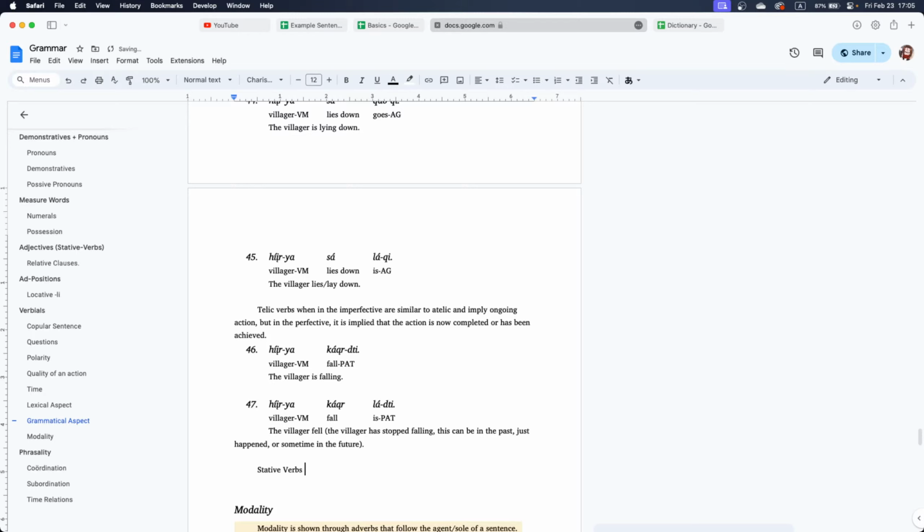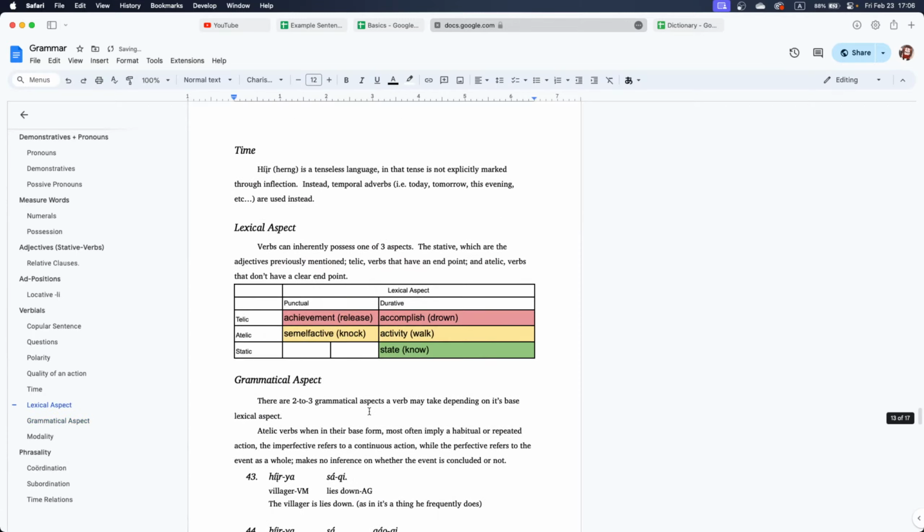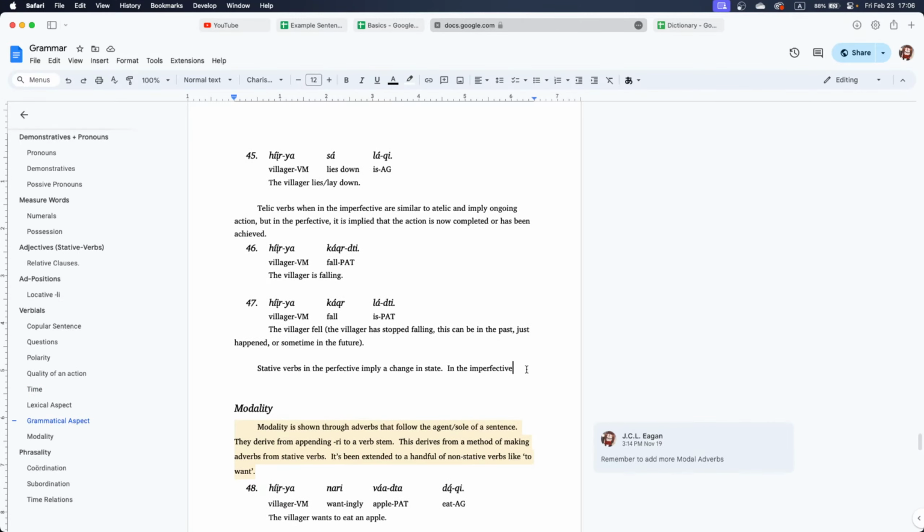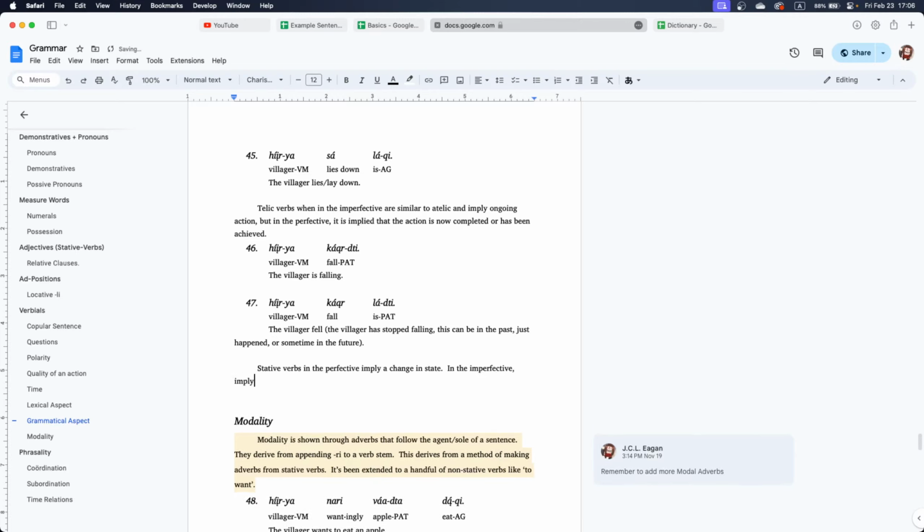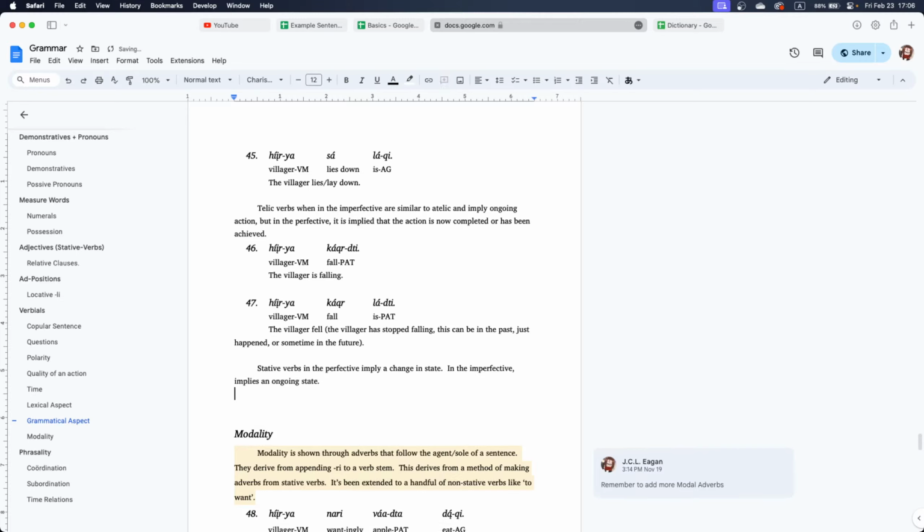So stative verbs do not take... in the perfective. Oh, wait, no, that's stative verbs in the perfective imply a change in state. So stative verbs in the perfective imply a change of state. In the imperfective implies an ongoing state. I think that makes sense.